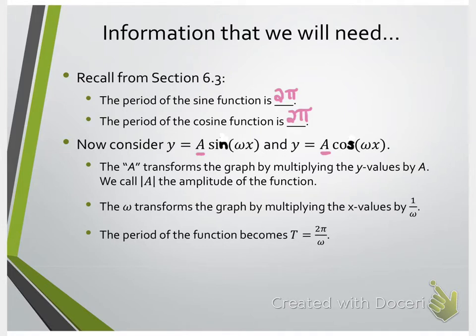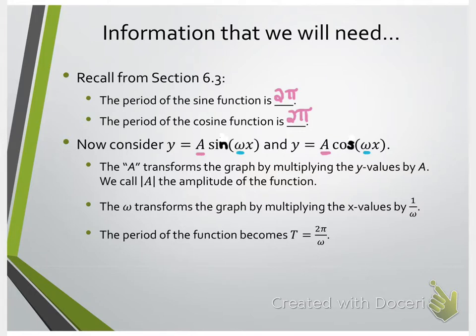Okay. Now, we also have this other, I'm going to switch colors again. Switch to blue. All right, we also have this other new symbol. That's omega, the Greek letter omega. Just like it did with your other transformations, this is the thing that compresses or stretches on the horizontal axis. So that means it's going to mess with the period, right? How they've written it in the book is they say omega transforms the graph by multiplying the x values by 1 over omega, just exactly like it was with the other transformations.